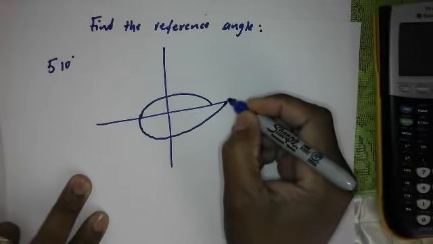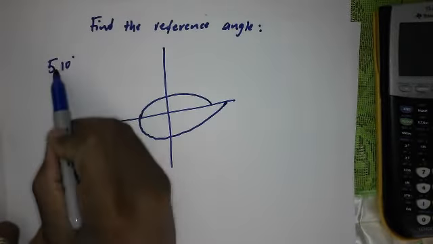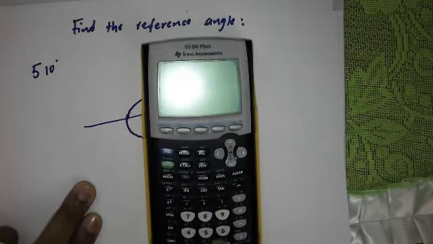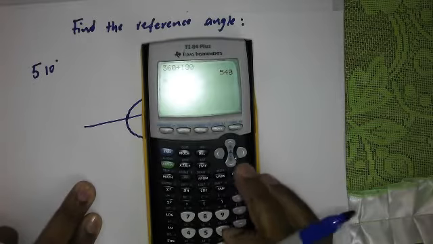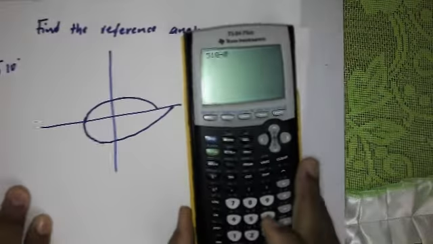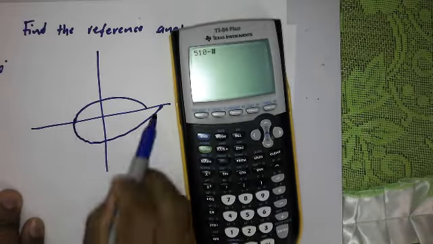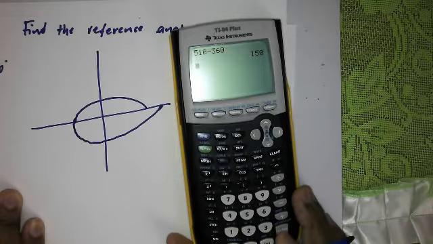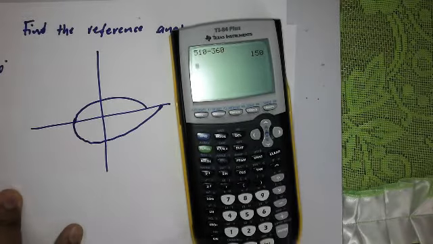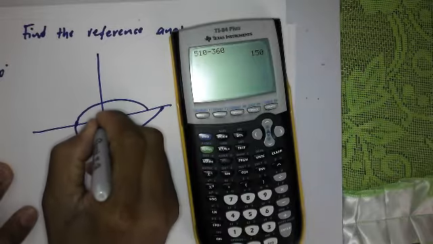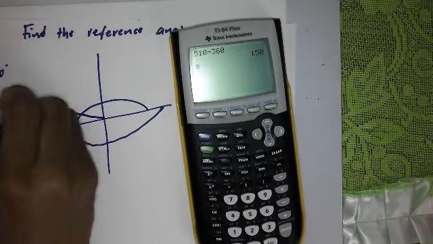I need to know how much further I need to go in order to reach 510. So if I hit 510, and I subtract this movement that I already made, which is 360, I subtract 360 from it, then I know that I need to go an additional 150. 150 falls in the second quadrant. Okay, so I'm going to estimate that 150 is about here.